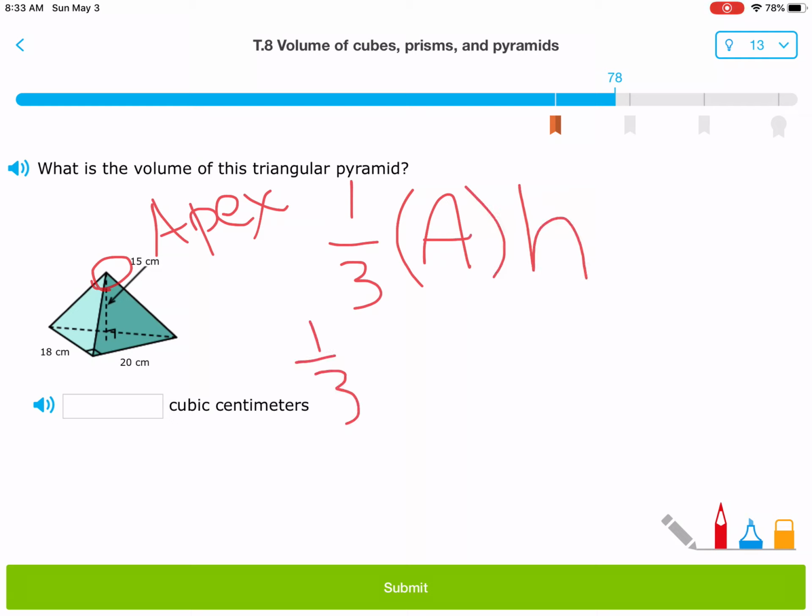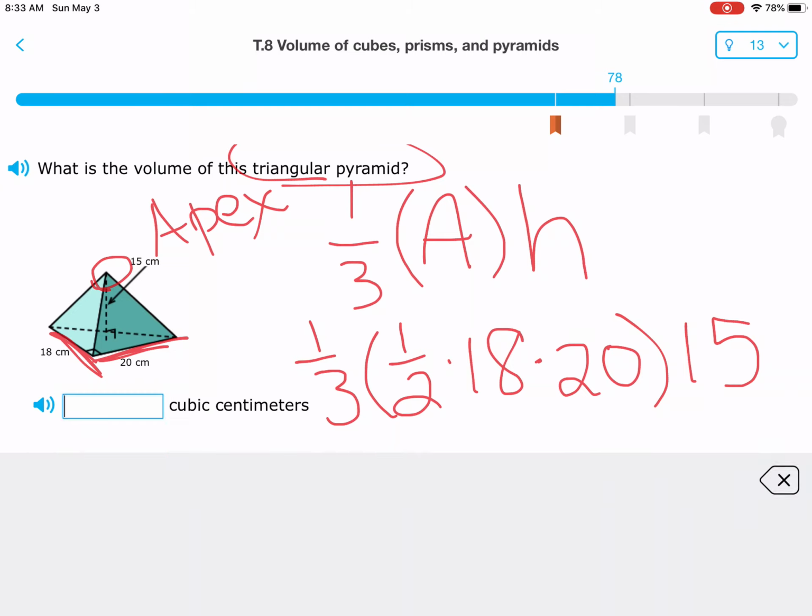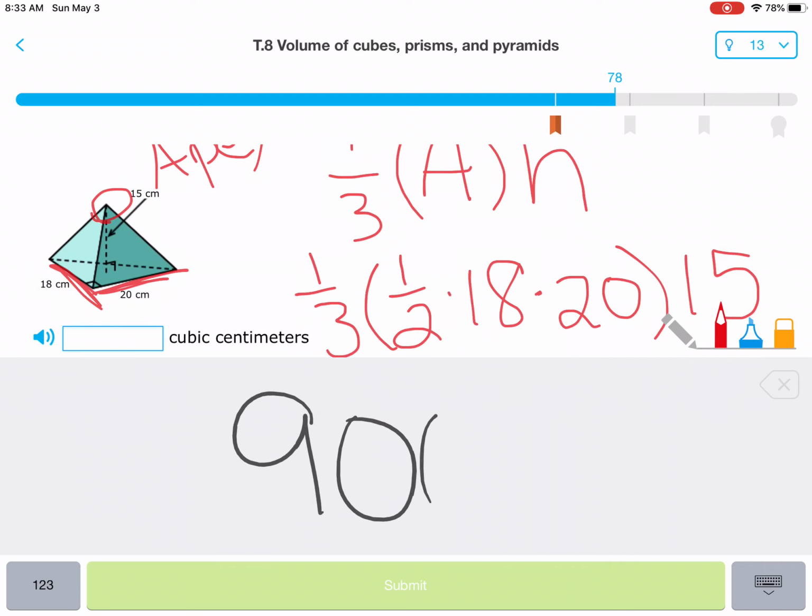So 1/3 times the area of the base. The base is a triangle. It says it's a triangular pyramid. It's 20 by 8. That's the height and the base of this triangle. So 1/2, 18 times 20 times the height of 15. When I multiply it out, I get 900.